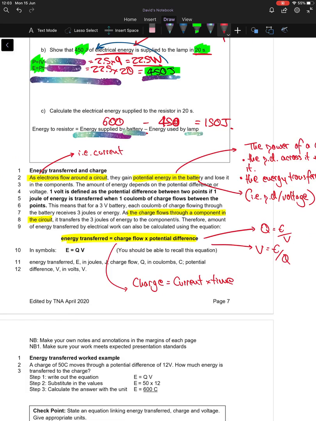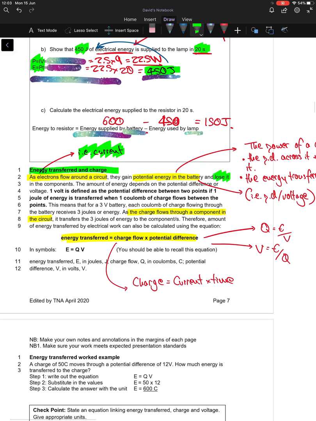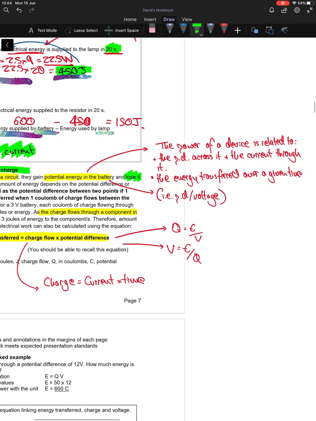Right, we'll move on now to our second equation for the day. Energy transfer and charge. So if you read through this with us together, as electrons flow around a circuit, we know that electrons flowing around a circuit is described as current. They gain potential energy in the battery and lose it in the components. So that's our energy transfer. Now, the amount of energy depends on the potential difference or the voltage. 1 volt is defined as the potential difference between 2 points if 1 joule of energy is transferred when 1 coulomb of charge flows between 2 points. That's quite confusing. So, simplify it again.